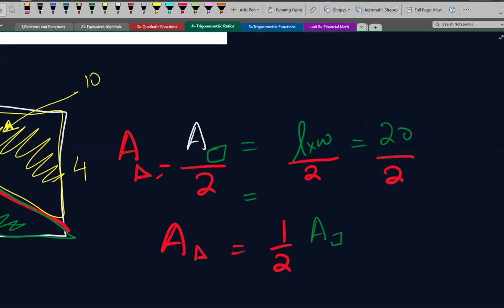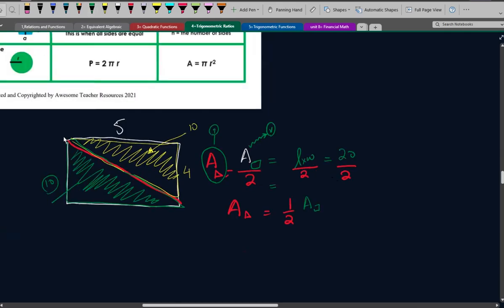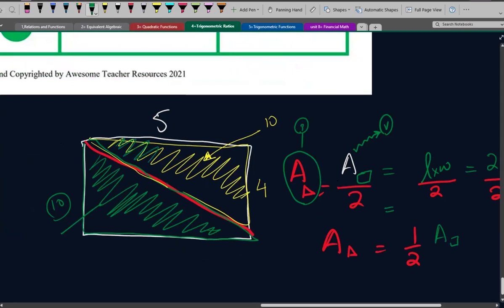Hi. Okay. So what have you learned so far? If you are given the area of a rectangle, can you find the area of a triangle? If you know the area of a rectangle, can you find the area of one triangle?